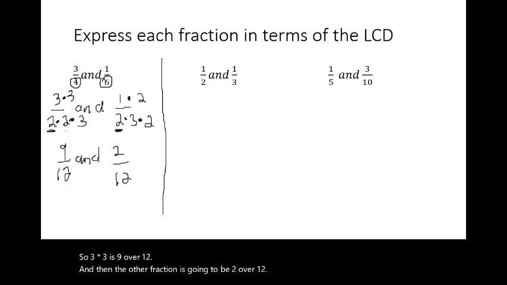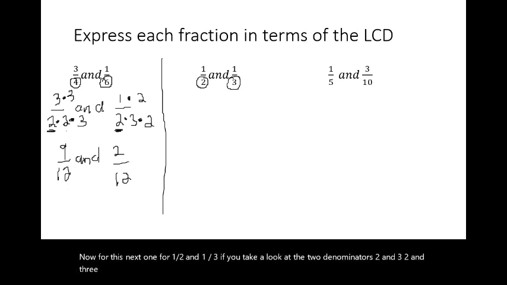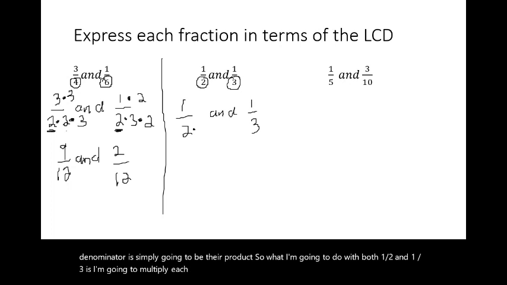Now for this next one, for 1/2 and 1/3, if you take a look at the two denominators, 2 and 3, 2 and 3 have no common factors other than 1. So because of that, the lowest common denominator is simply going to be their product. So what I'm going to do with both 1/2 and 1/3 is multiply each denominator by the other. So I'm going to take this 2 and multiply it by 3.